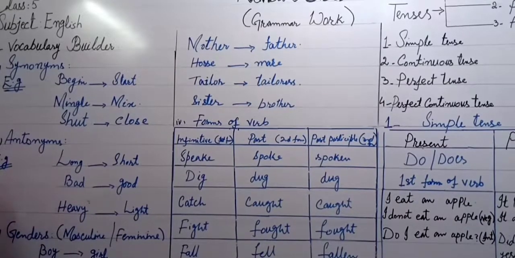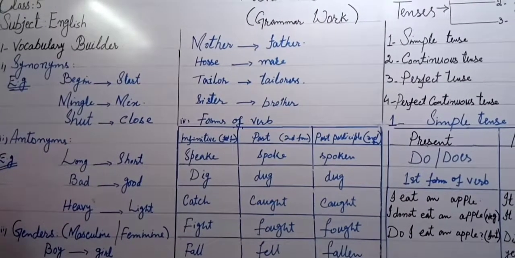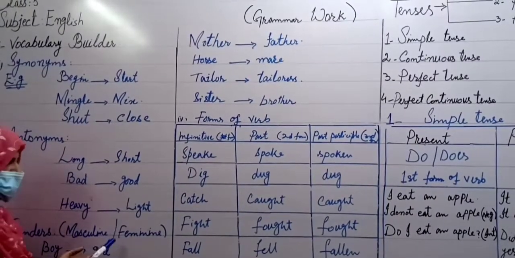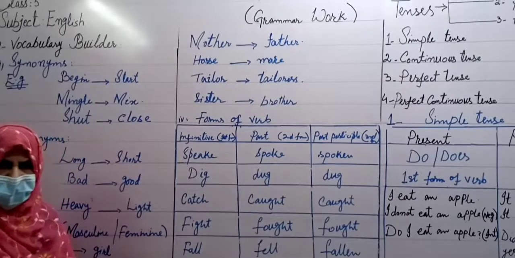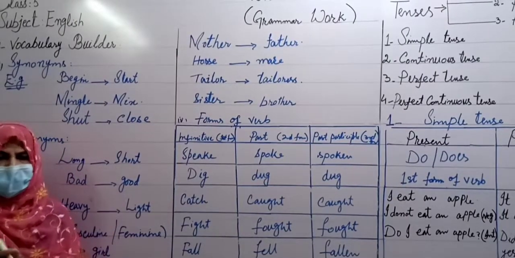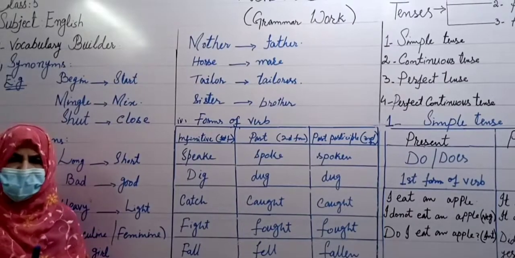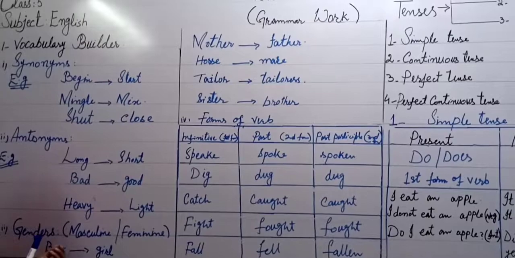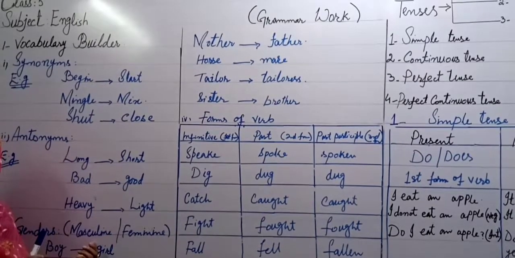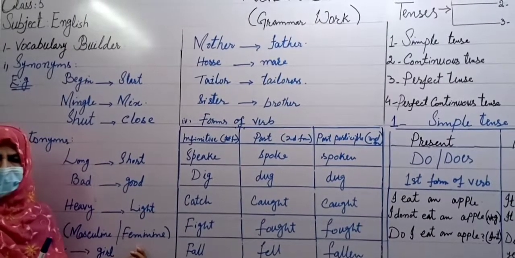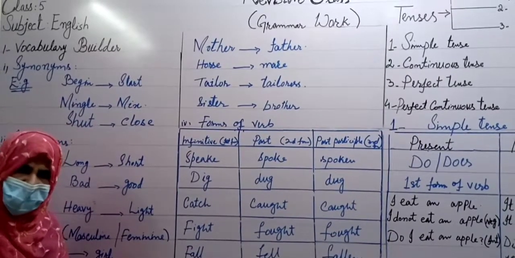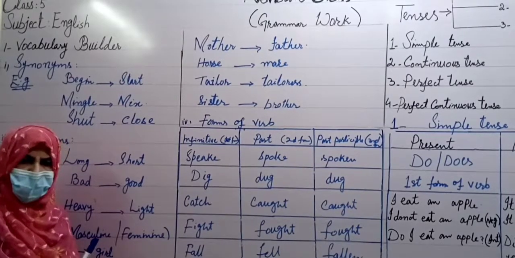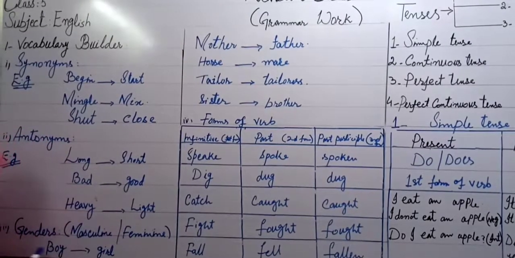Bad, good. Heavy, light. Okay, beta? Let's move towards the next topic, that is genders. Genders mean masculine or feminine. Having qualities or appearance associated with men is called masculine. Having qualities or appearance associated with women is called feminine. Okay? So let's move towards the examples.